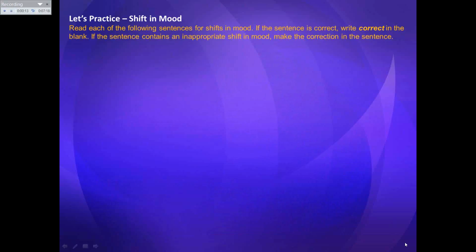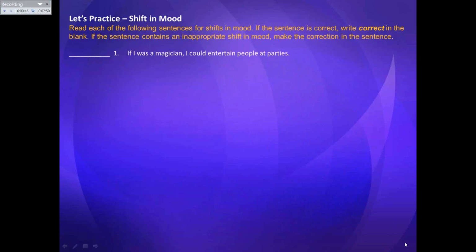However, you're going to read each of the following sentences for shifts in mood. If the sentence is correct, write correct in the blank, and if the sentence contains an inappropriate shift in mood, then make the correction in the sentence. Here's your first sentence. If I was a musician, you should stop right there because when you have that word if, you cannot say if I was. It has to be if I were a magician, I could entertain people at parties.